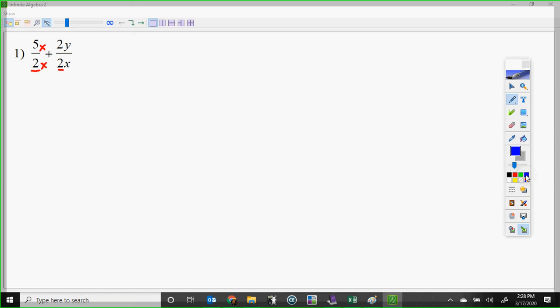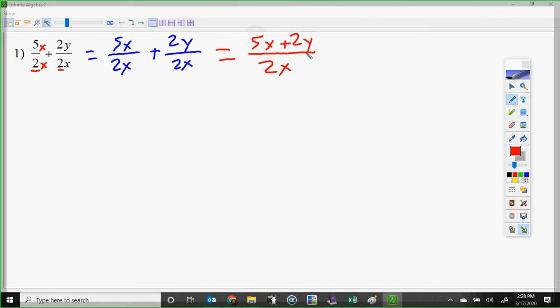So if I do that, that gives me 5x over 2x plus 2y over 2x. Okay, so I multiply top and bottom of the left by x. Now I can add my fractions. My denominator is going to be 2x. My numerator is going to be 5x plus 2y.